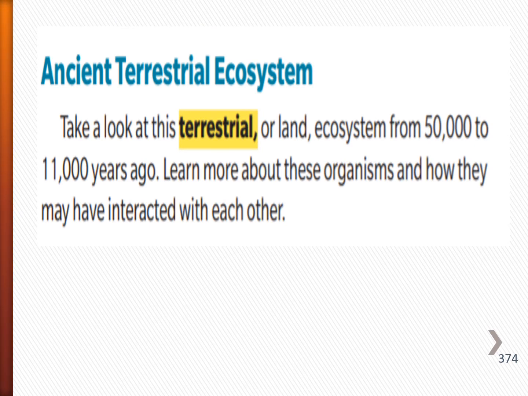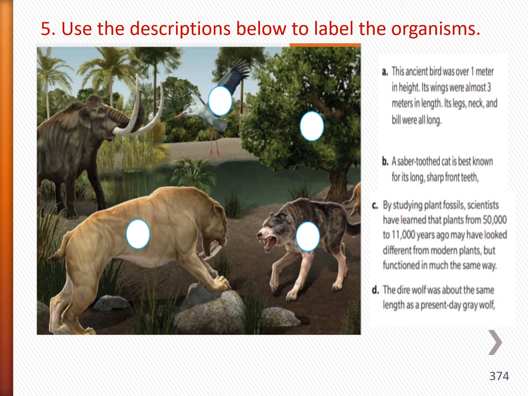Now, let's go to page 374. Ancient terrestrial ecosystem. Take a look at this terrestrial or land ecosystem from 50,000 to 11,000 years ago. Learn more about these organisms and how they may have interacted with each other. We are still on page 374. Use the descriptions below to label the organisms. Let's read the descriptions together and label the organisms.